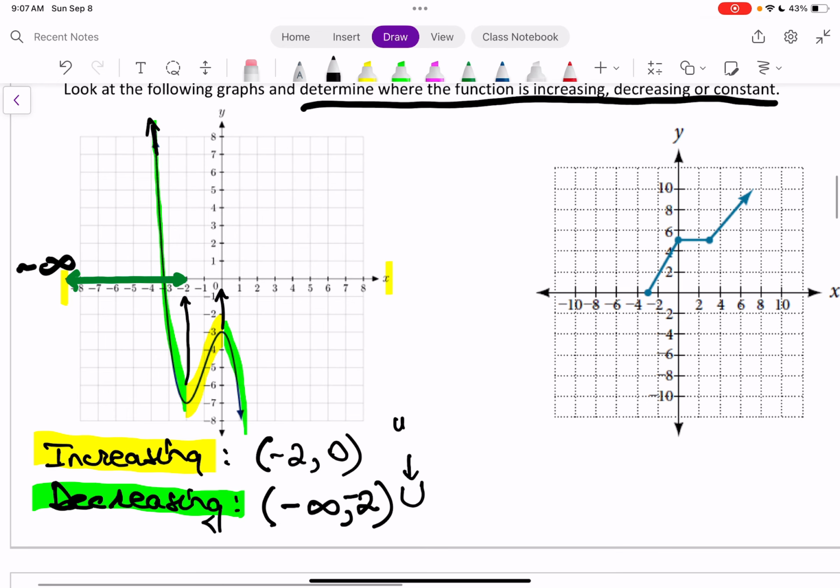So again, this stands for union, which simply means the word or. So anywhere between negative infinity and negative 2, or if you're between 0 and infinity, the graph is heading down, down, down. And again, back to infinity, because slowly but surely this graph is heading all the way to the right. So here are the x values that make the y's go down.